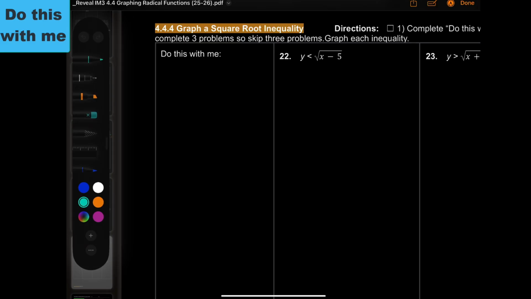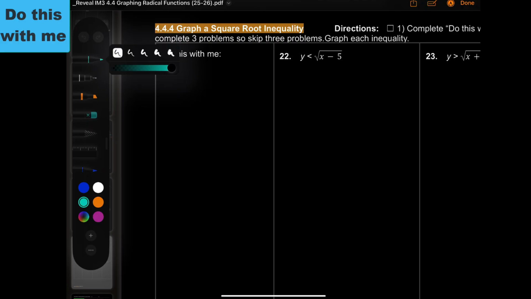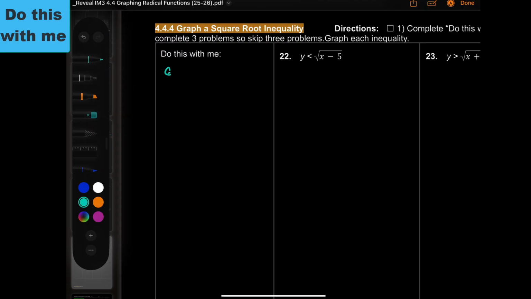Hey guys, let's go over 4.4, graphing a square root inequality. So let's say they ask you to graph y is less than the square root of 2x plus 5. I'm going to show you the first way we just previously learned about, finding the characteristics. So this will be the x and the y-intercept. So I'm going to show you that one first.